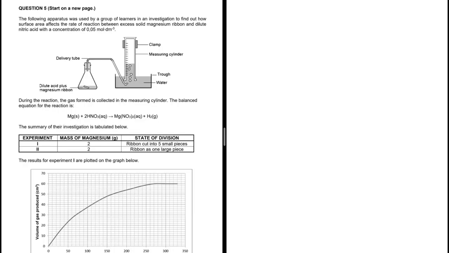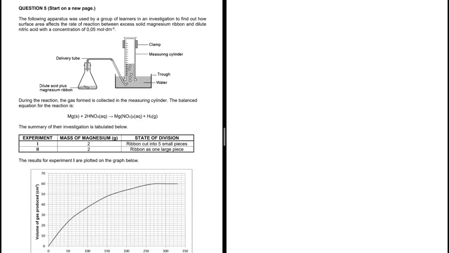1, 2, 3, 4. So one block represents 10 seconds. So 1, 2. So 120 seconds should be here. This is where we have 120. 2 to 2.5 minutes. 2.5 minutes will be 150 seconds. So it's just 2 minutes plus half of a minute, which is 30 seconds. So 120 and 150 seconds. All right. So let's go ahead and find the corresponding y values.